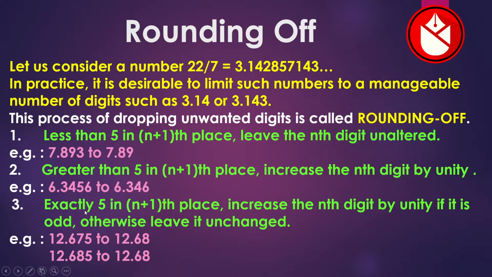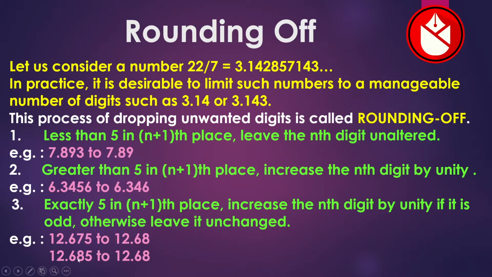Exactly 5 in the n plus 1 place: increase the nth digit by unity if it is odd. Otherwise, leave it unchanged. That means 12.675. So here at the third decimal point, that is exactly 5. So let's check what is in the previous digit. That is 7, that means odd. So here we are adding 1 to the 7. So we are getting 12.68.